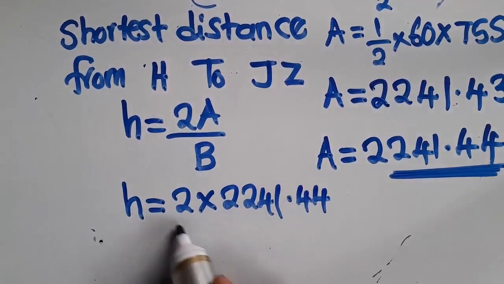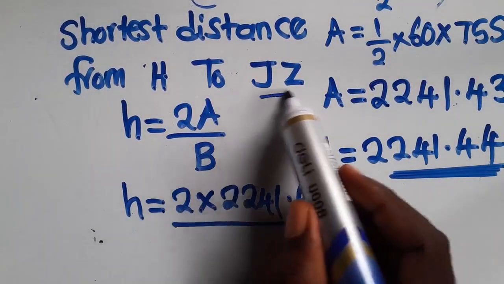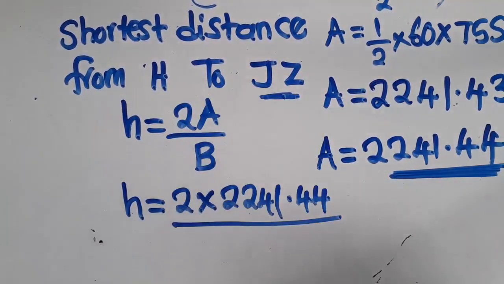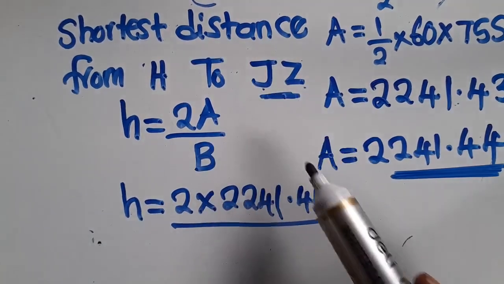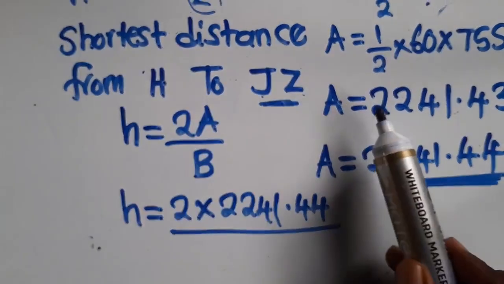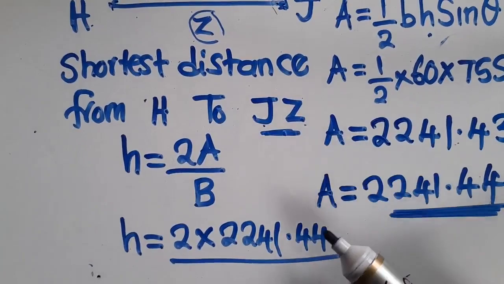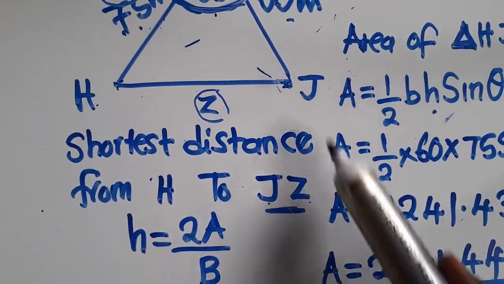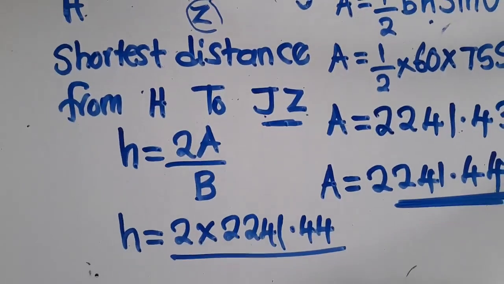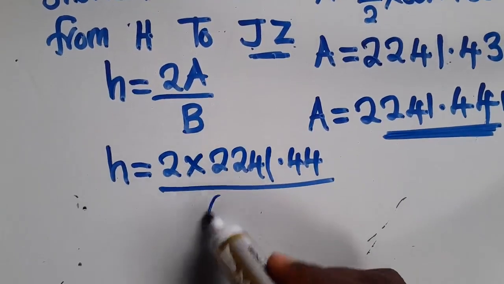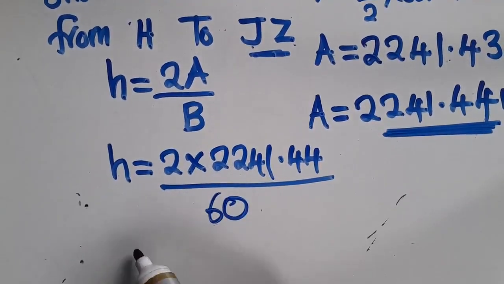2241.44 over the base. The base is what? We are told JZ, so JZ is your base. Where's JZ? It is here, 60. So we use the 60 here. When you find the answer there, that is your shortest distance.